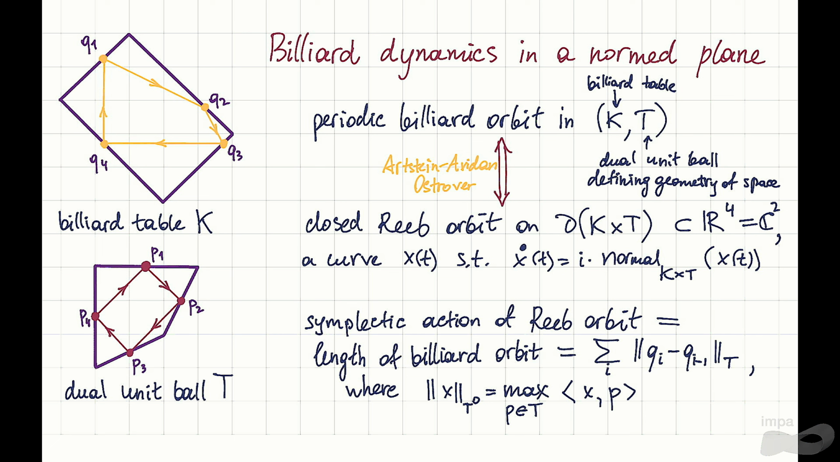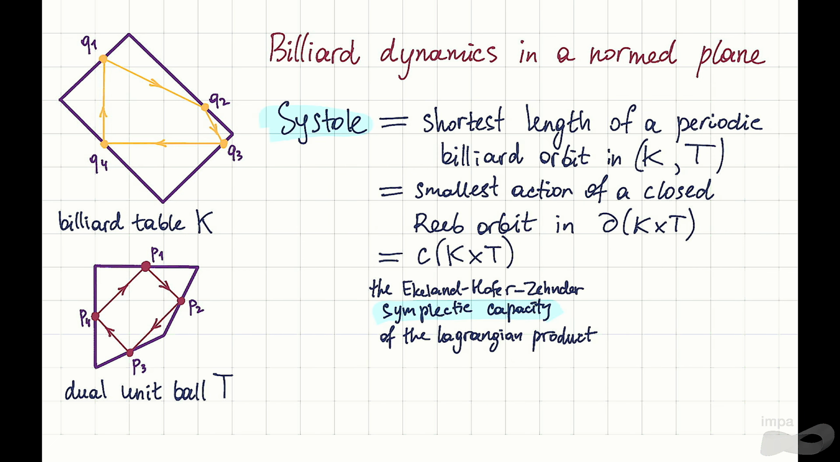Yeah, so if you want to forget about the symplectic side, feel free to do so. For now, it's only important that all those objects also show up in a very related symplectic picture. And I can define the systole of my pair K, T as the shortest length of a periodic billiard orbit. It's known that it exists, the shortest periodic billiard orbit.